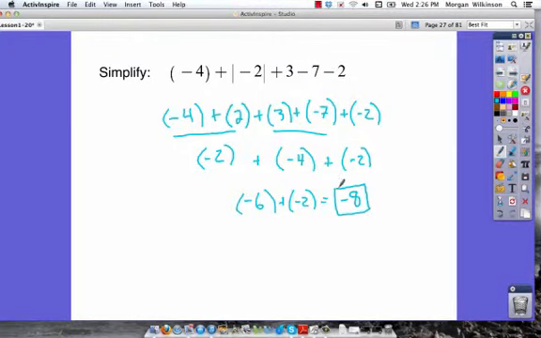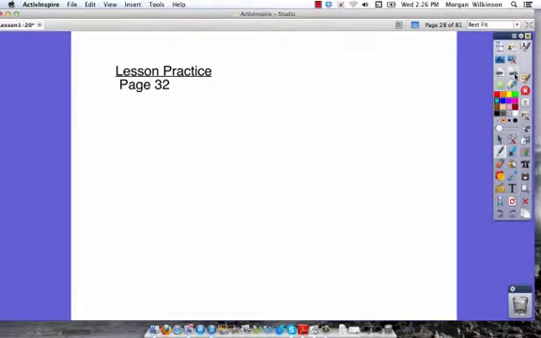And we've used those parentheses to help us solve problems with positive and negative numbers. Remember, we're always adding as we go through these problems. Our lesson practice is going to be on page 32. Make sure you've got all your notes completed, and I'll see you during our next class.